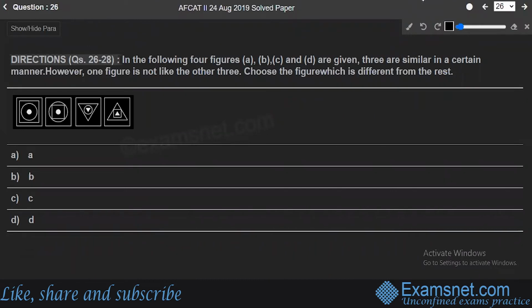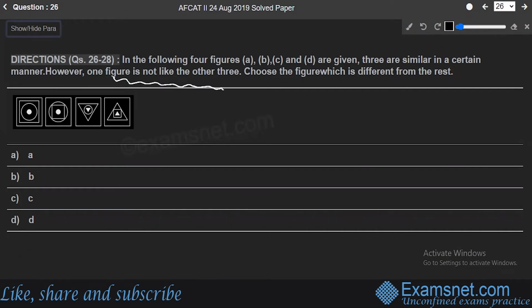Let's move with some good questions now. Let's start with question number 26, mental ability questions. There are some directions from questions 26 to 28. It says that you have to find out the odd one out. The ones which are not like the other three, you have to find out the odd one out of these four.